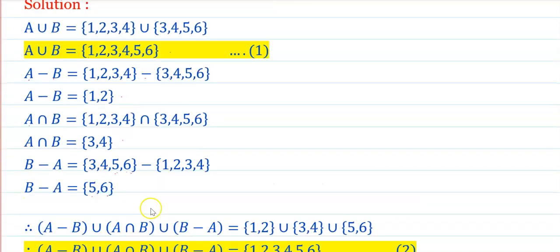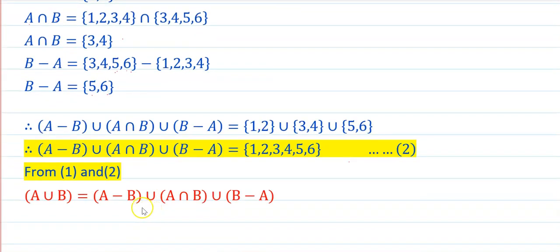Okay. And therefore, from 1 and 2, you will have A union B is equal to A minus B union A intersection B union B minus A. And hence, it is proved.